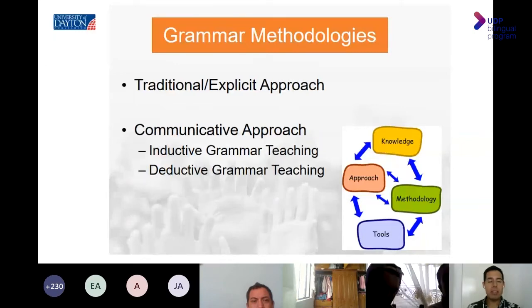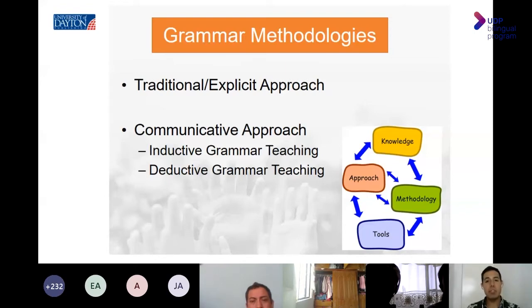We always talk about the PPP, how traditional the PPP is, which is presentation, practice, production. And sometimes that is considered traditional. A traditional explicit approach is when the teacher explains the rules, presents the rules, and then students take notes, practice, and then produce a little bit. Could be speaking, could be writing, but that is part of the production.